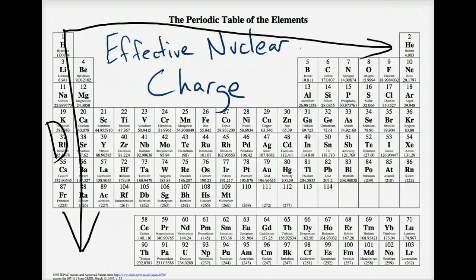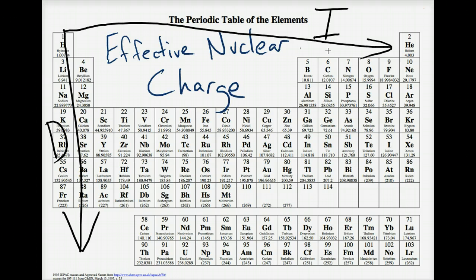We did that when we were going down. We added extra energy levels as we went down the column. Now we're going across a row. We're not adding any extra layers, any extra shells. So the effective nuclear charge, or the attraction, actually increases.